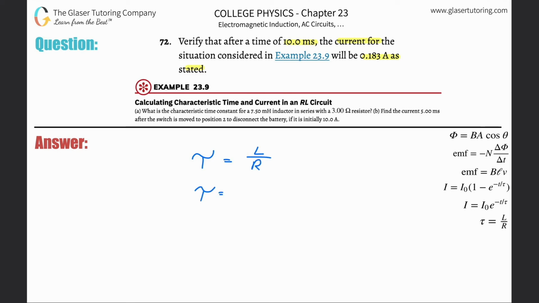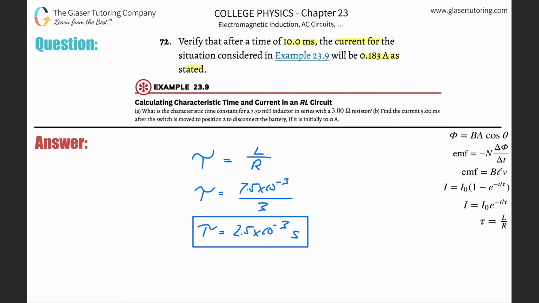The time constant here will be the inductance, 7.5 millihenry, but we need that in henry, so we're going to multiply by 10 to the minus 3. The resistance there is 3 ohms. We don't have to do anything to that. Then we're going to take out the calculator and start plugging some numbers in. So it's 7.5 times 10 to the minus 3 divided by 3. This works out to be about 2.5 times 10 to the minus 3 seconds. So that is now the time constant.